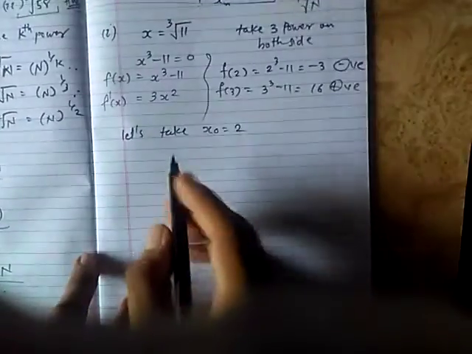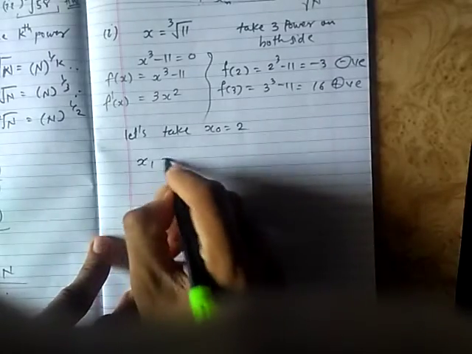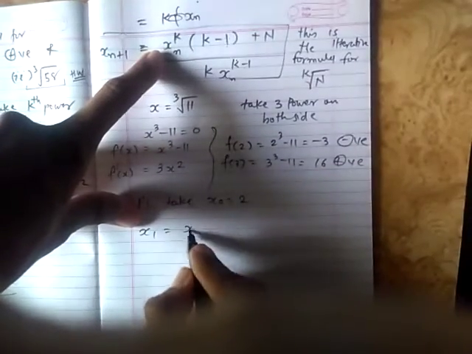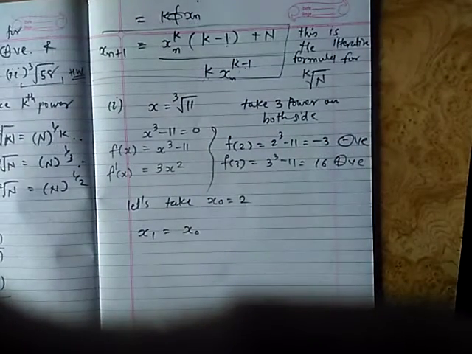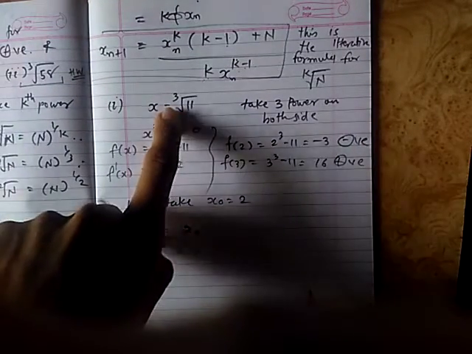So apply the formula. x1 equals to x0 raised to k. What is k here? Here k is equal to 3.